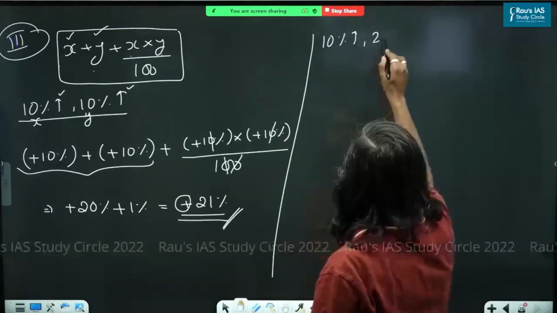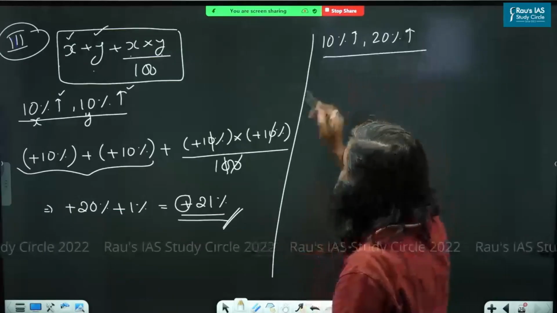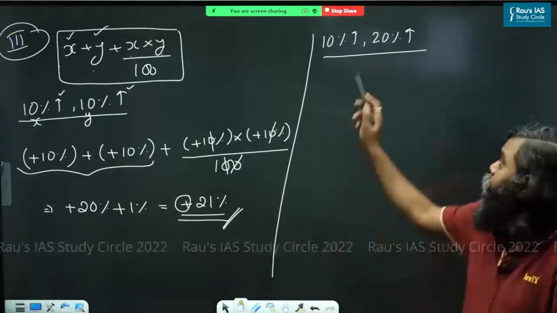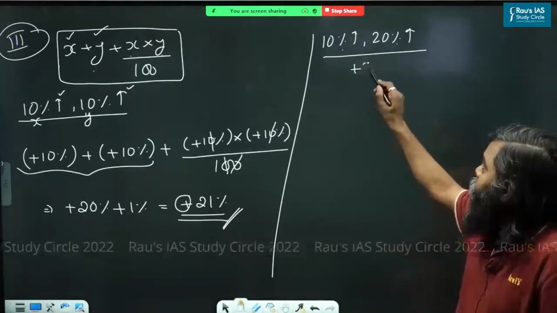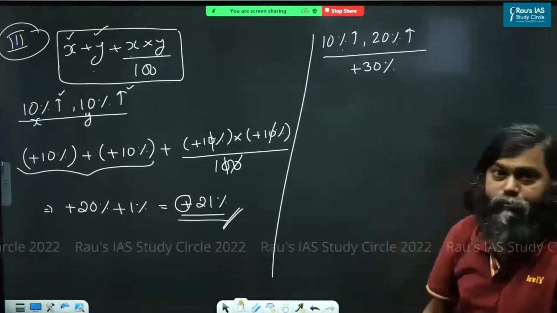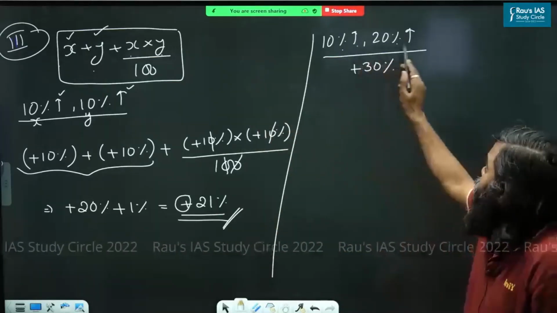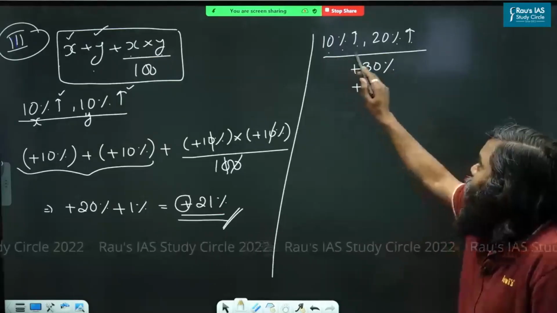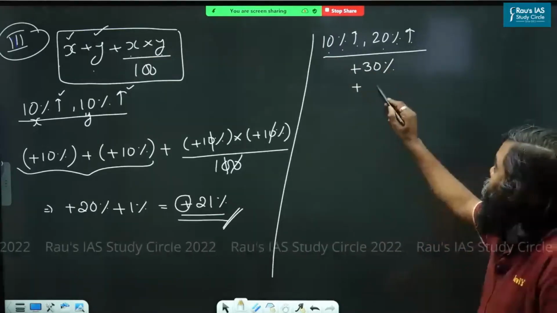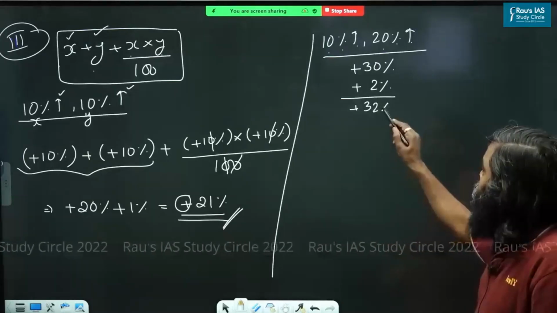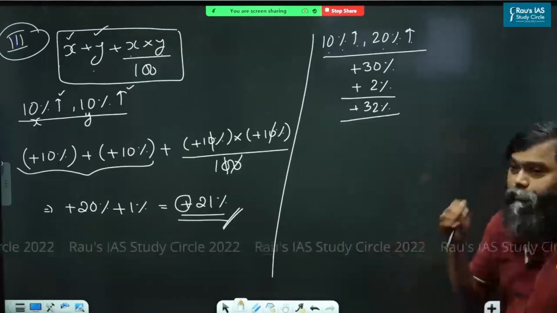10% increasing, 20% increasing. First, what will I do? X plus Y: plus 10 plus 20, that is plus 30%. Are you understood? Next, I have to multiply. Plus into plus is plus. 10 into 20 is 200, divided by 100 is 2. What is the net? That is 32%. Are you understood?